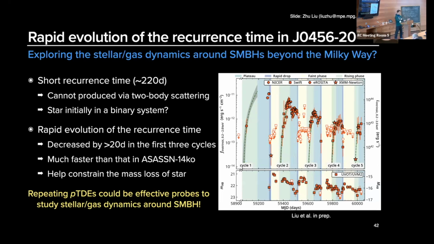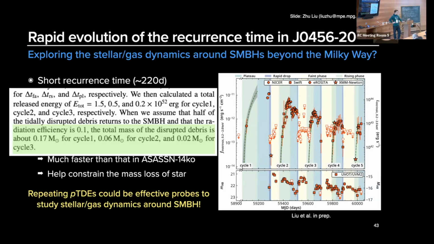And yes, so the interpretation for this system is that this is a partial TDE originating in some sort of quiescent galaxy. And this is also supported by estimating the amount of mass that gets accreted in each outburst, which is about 0.17 solar masses for the first cycle, and then it decreases over each successive one.